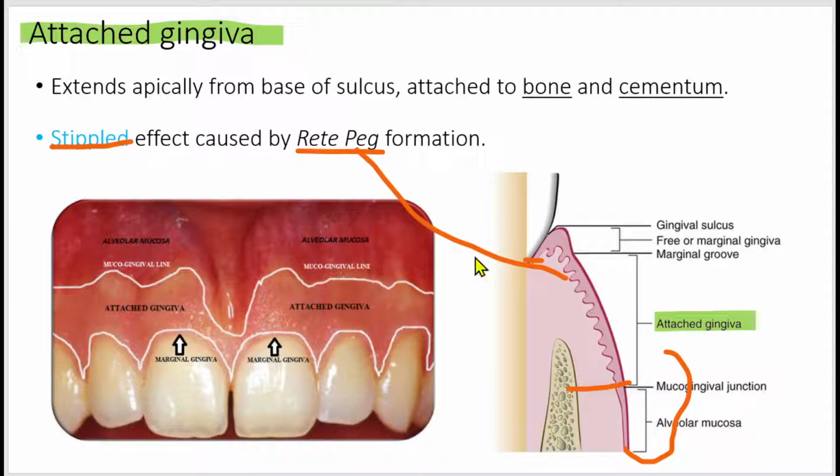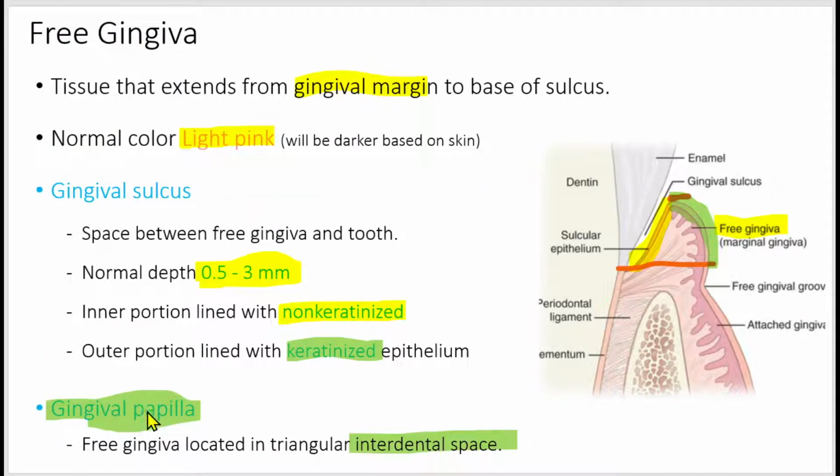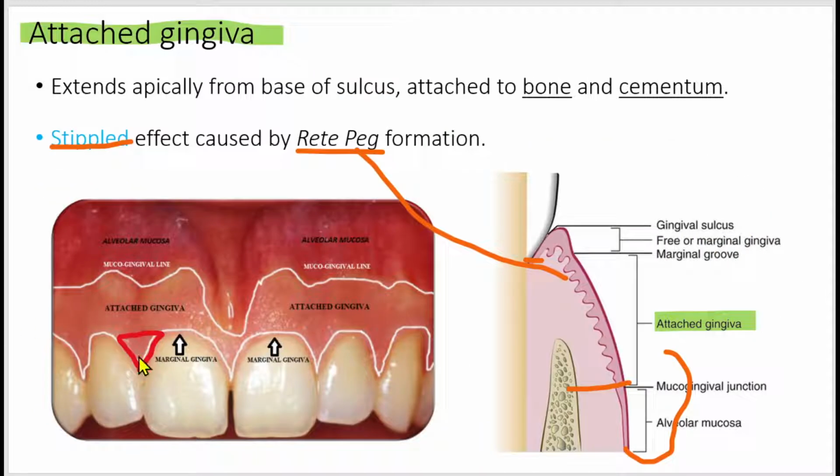And that's what gives us the stippling effect for the attached gingiva. That is the healthy look of the attached gingiva. And since we have this here, we can point out the interdental papilla or dental papilla, and that's these triangles that we talked about here. The gingival papilla or interdental papilla, these are the spaces here, or the gum that covers these spaces between the teeth.